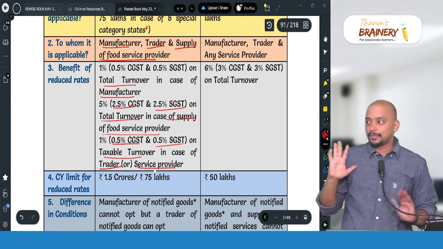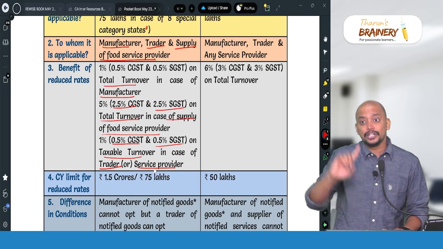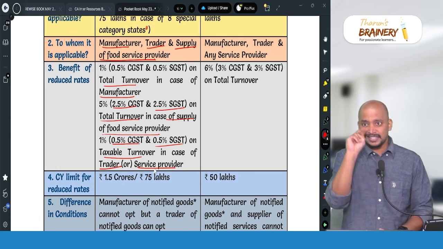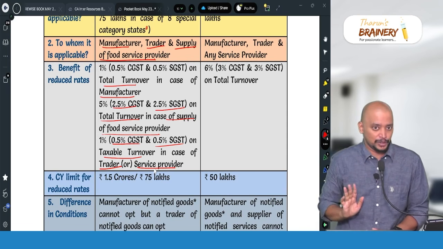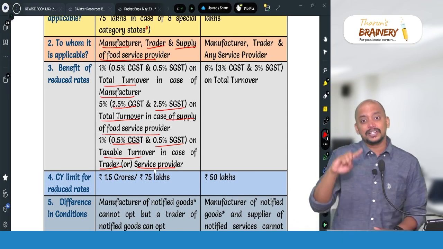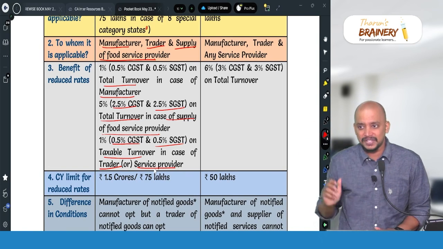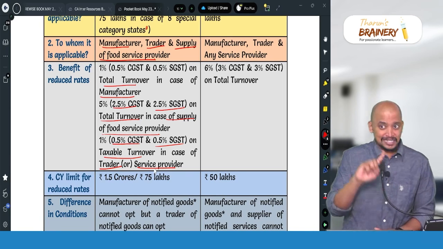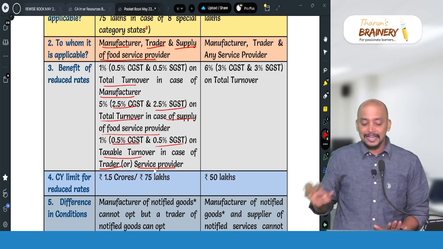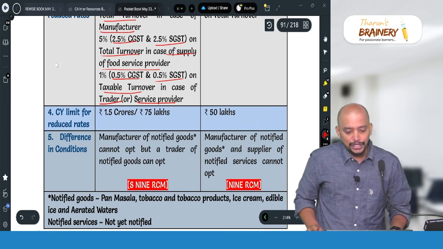So, rates we need to remember. For a manufacturer, 0.5% CGST, 0.5% SGST on total turnover. For a supplier of food service provider, 2.5% CGST, 2.5% SGST on total turnover. For a trader, 0.5% CGST, 0.5% SGST on taxable turnover. And for services up to the 10% limit or 5 lakhs, whichever is higher, 0.5% CGST, 0.5% SGST on taxable turnover. Understood?